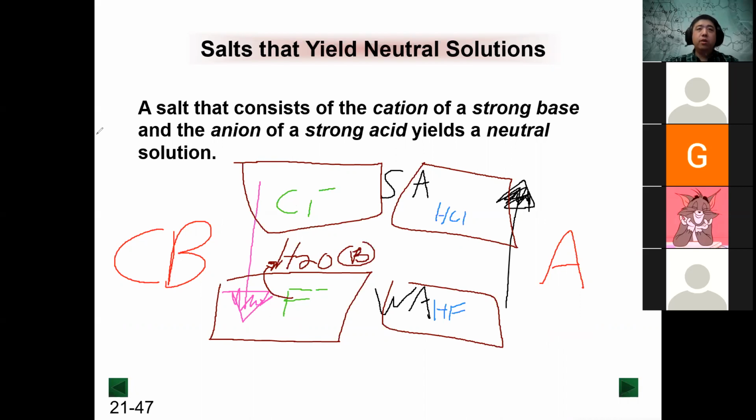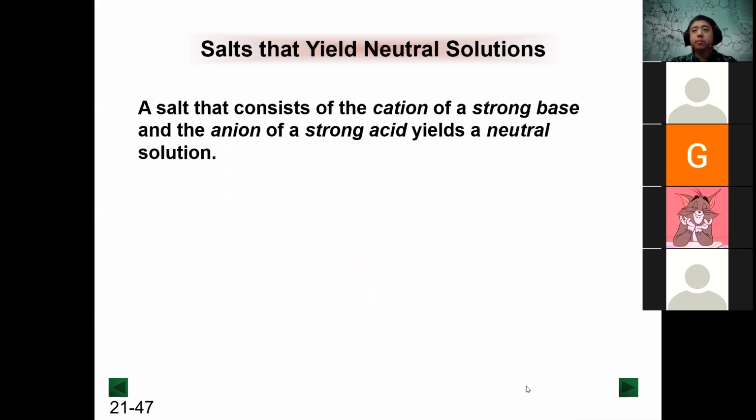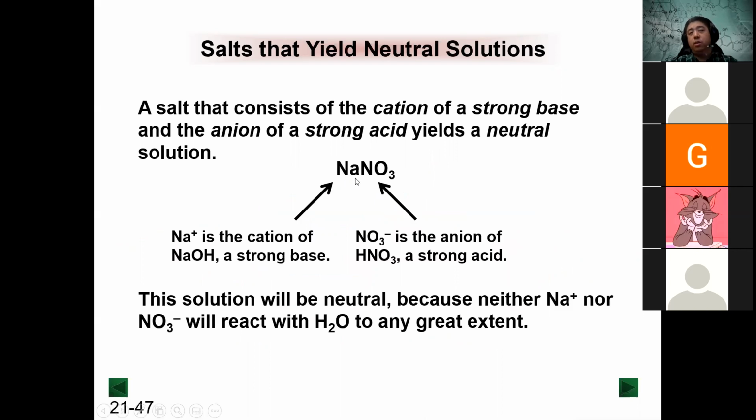Okay. When it jumps in there and takes away an H, it leaves OH minus left over. That is why the solution becomes basic. For a neutral solution, it's usually the cation of a strong base and the anion of a strong acid. When those two are joined together, they both don't react with water because they both like to remain separated. They are weaker than water, in both scenarios. Anyone have any questions up to this part right now?